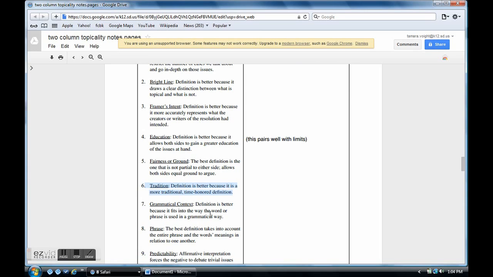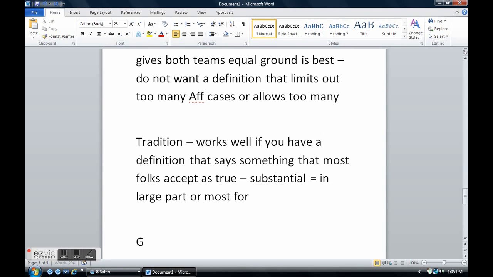Grammatical context is the next standard we'll address. And grammatical context simply argues that we should define a word in a way that supports the way it's used in the resolution grammatically. So if it's used as an adjective, we should define it as an adjective. If it's used as a verb, we should define it as a verb.